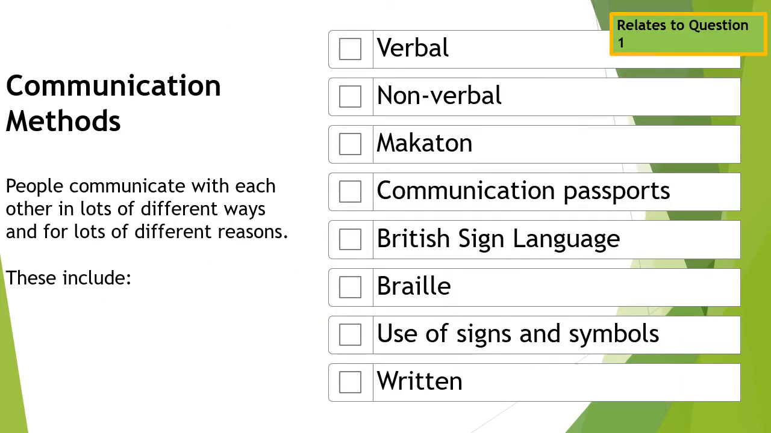So you'll see on this slide there are different types of communication methods, and people communicate with each other in lots of different ways and for lots of different reasons. And I'm going to talk you through them here, and I want you to think for a few minutes before you move to the next slide what you think each of them are. So we've got verbal communication, non-verbal communication, Makaton, communication passports, British Sign Language, Braille, use of signs and symbols, and written communication. So as I say, have a think of those for a few minutes before you move on to the next slide.